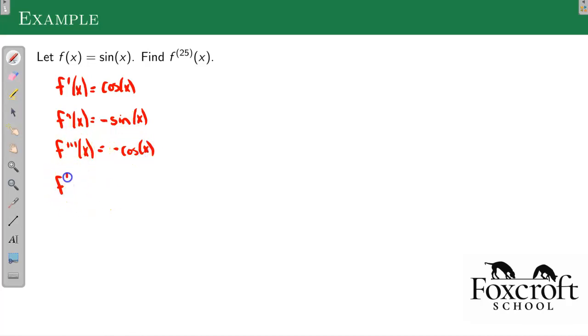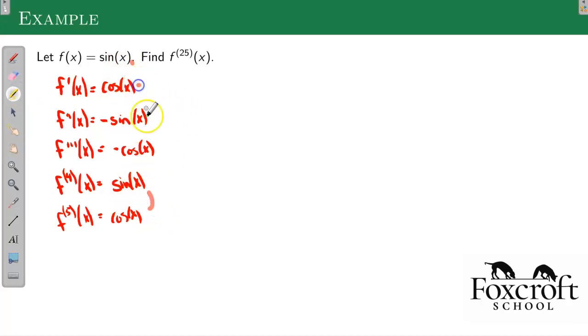The fourth derivative, the derivative of negative cosine is going to be negative negative sine, which turns back into positive sine. And then the fifth derivative, don't worry, we're not actually going to find 25 derivatives. The derivative of sine is cosine. But you can see we've looped around. We started at sine, went to cosine, and now we've gone from sine to cosine again. The loop's just going to continue.